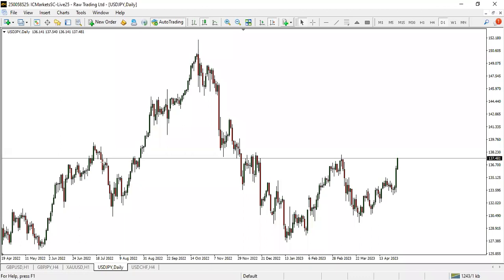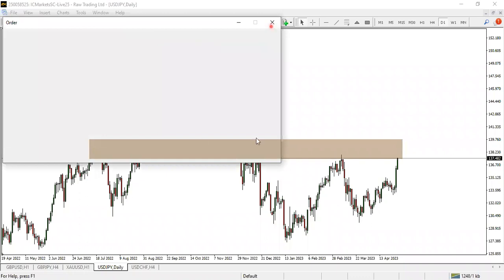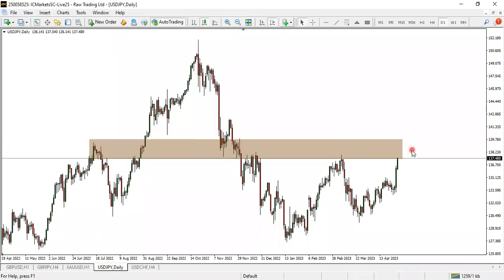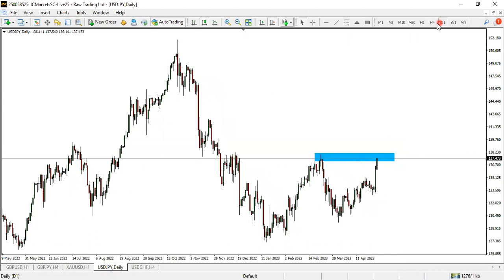The first thing you would notice, price is reacting to this key level right here. So this is a key level from the daily time frame, and we can see that price is reacting to this level. This is a very important level to watch out for. So let's mark this up with our zone. Let's place a zone right here. This is a very important key level from the daily time frame.